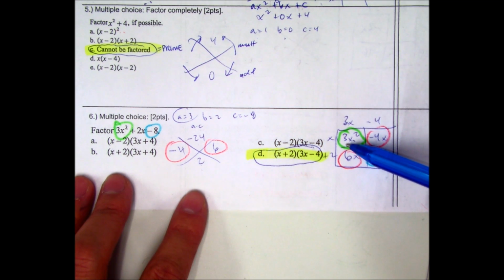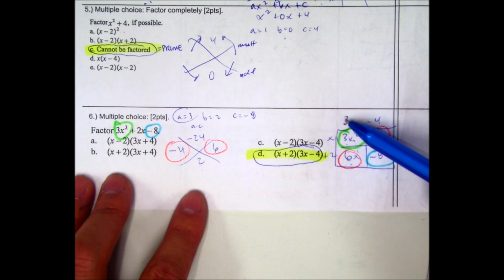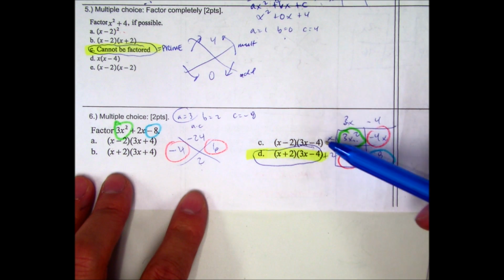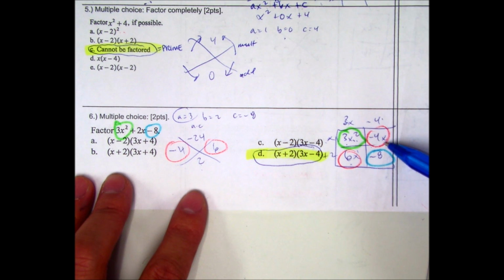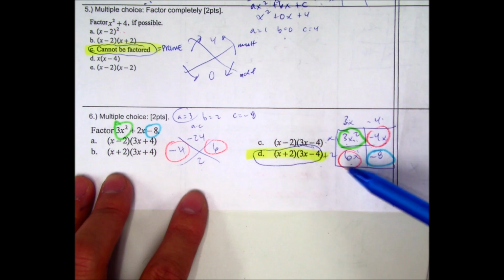3 can go into 3x squared, and 3 can go into 6x. So 3x times x gives me 3x squared. X times negative 4 gives you negative 4x. And 3x times 2 gives me 6x, and 2 times negative 4 gives you negative 8.